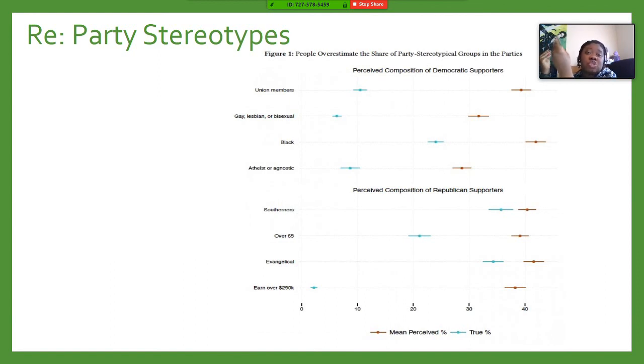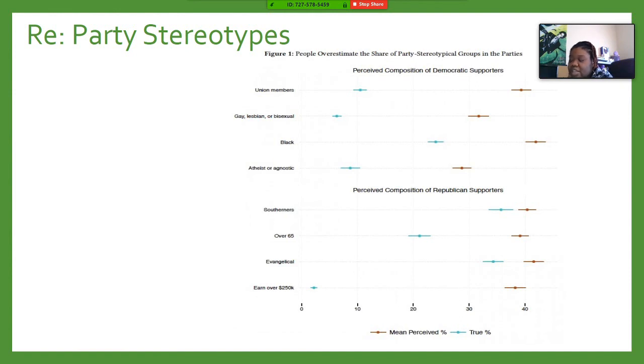And it was because I was trying to get at those stereotypes. Let's see. Ahler and Sood go on from there to say that Americans overestimate the percentage of Democrats who are Black, who are union members, or who are atheists. They also overestimate the percentage of Republicans who are elderly, evangelical Christian, or Southerners. These misperceptions are even worse when people are evaluating the opposite party.